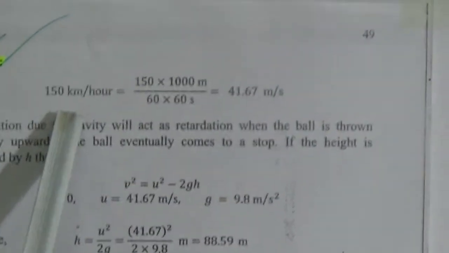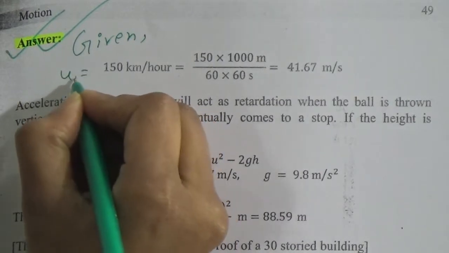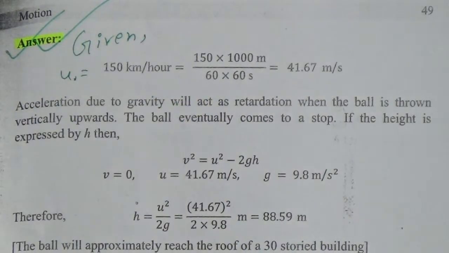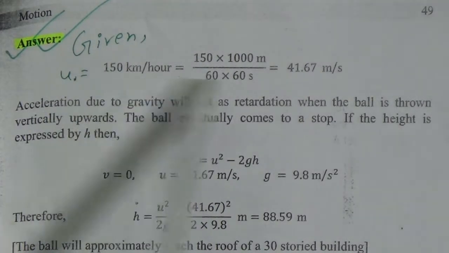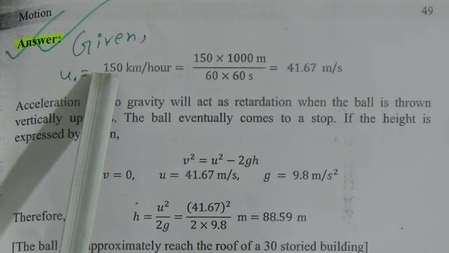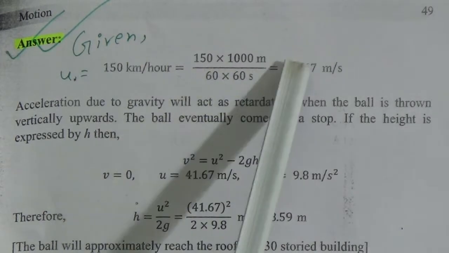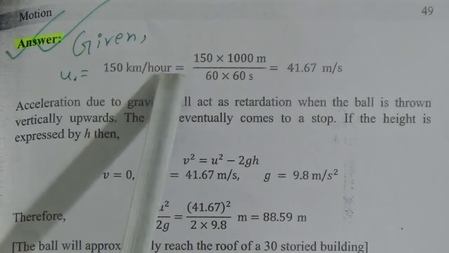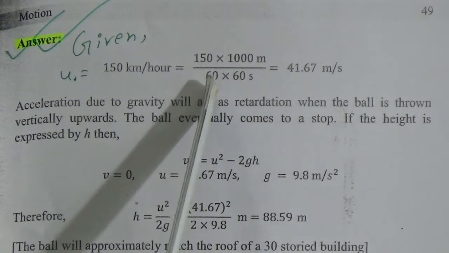Here is our given part, the given value. Given value: u equal to 150 km per hour. Now we can convert kilometer to meter, so we multiply 150 km by 1000. Now we can write 150 multiplied by 1000 meter, and we convert hour to second. That's why we multiply by 60 into 60.